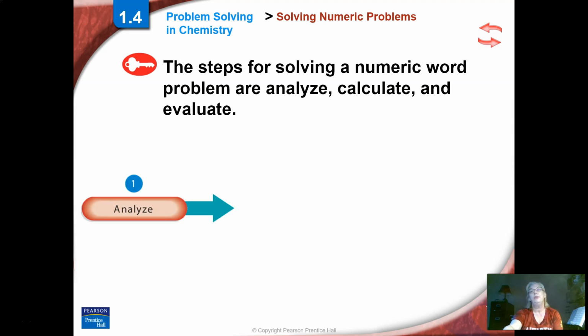We're going to look at the word problem. It's usually word problems in chemistry. We're going to do the calculations after we know the unknowns and the knowns, and calculate it using the right formula, and then we're going to see if we got a good answer.